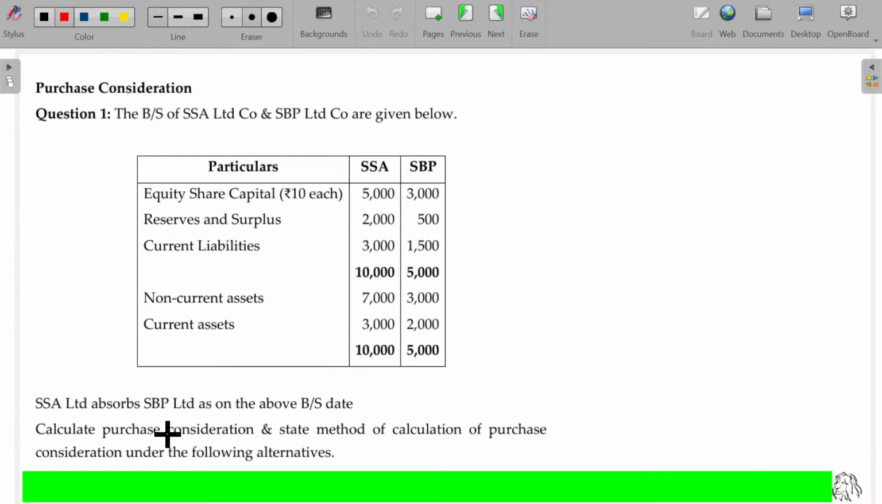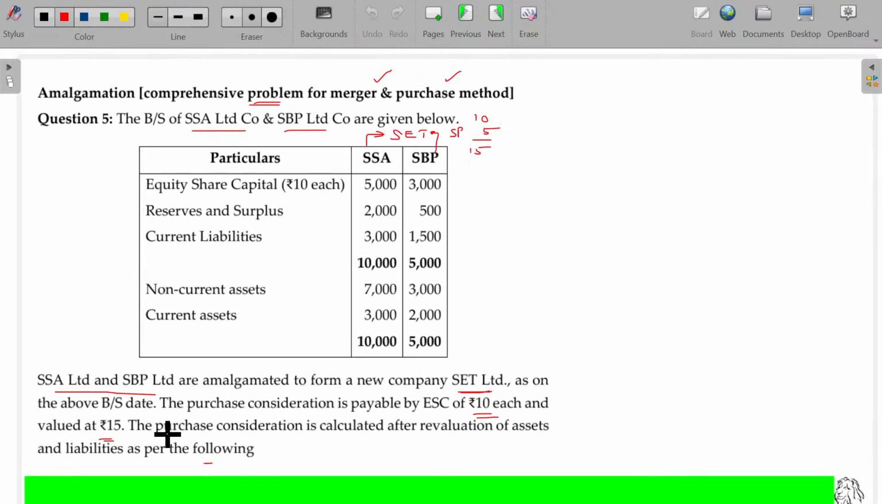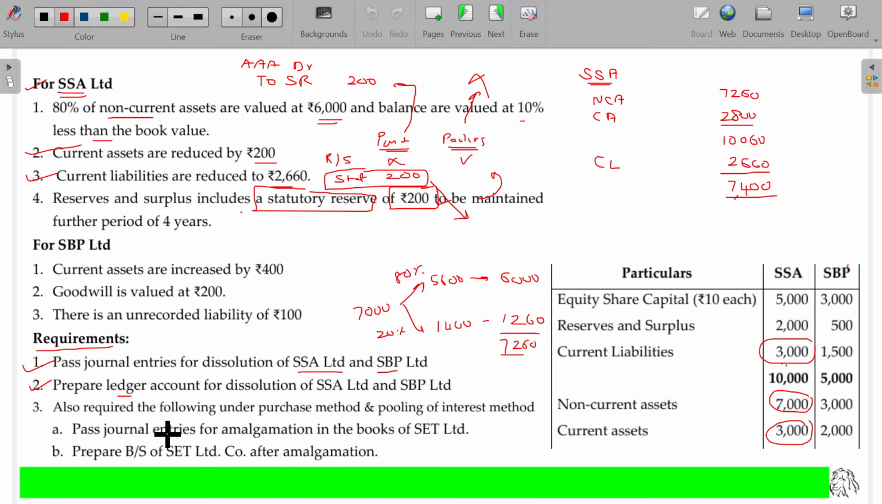Hope now you'll be able to understand the requirement of maintaining statutory reserve until the legal requirement is fulfilled, right? For a further period of 4 years, up to 4 years, you have to pass this entry and keep it. By the end of the 4th year, you just reverse and cancel it. Is that clear?